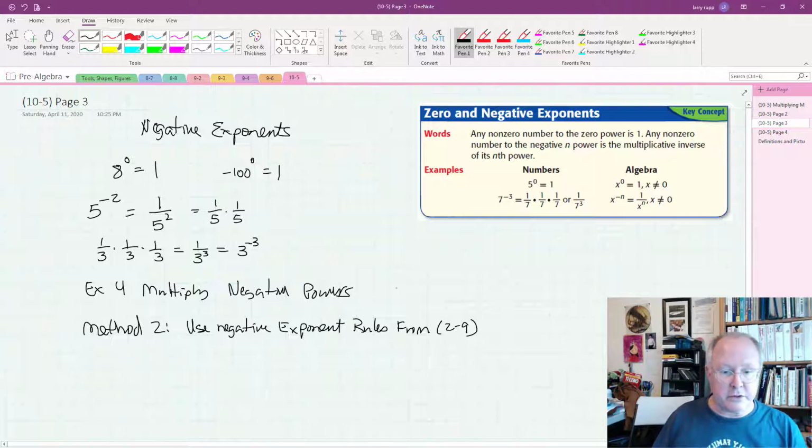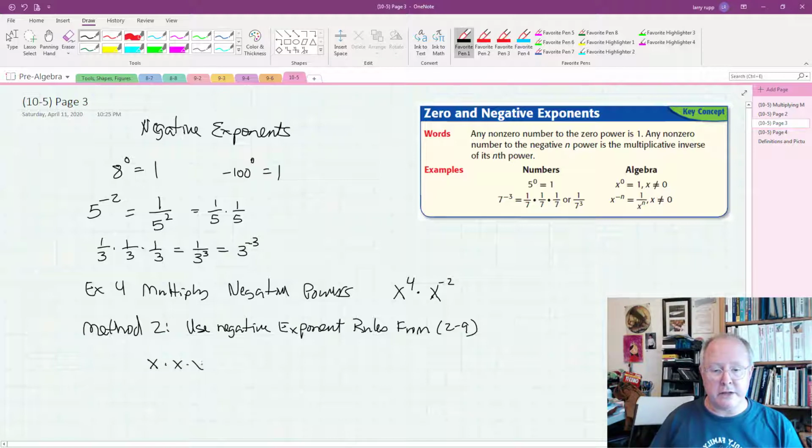Well, I guess I should put the example 4 problem up. We have x to the 4th times x to the negative 2. Oh boy. Well, we're going to use method 2 first. Method 2 is what we just went over explaining about the negative exponents. So method 2 says that x to the 4th is x times x times x times x, 4 times, and then you multiply it by 1 over x times 1 over x. Well, what does that equal? You got 4 x's, 1, 2, 3, 4, all over 2 x's downstairs.